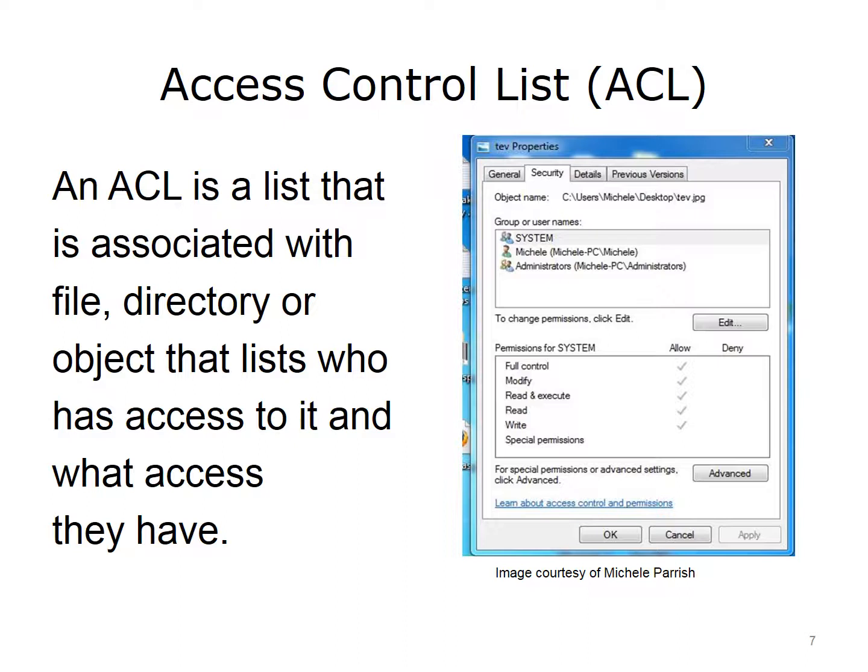System and Administrators are group accounts. Note the icon that depicts a group. Michelle is a user account. The ACL shows the permissions or access that System has to the file. The checks indicate what permissions the object has. All users that are part of a group will inherit the permissions that are given to that group. Access control is easier to administer through groups than individual user accounts.